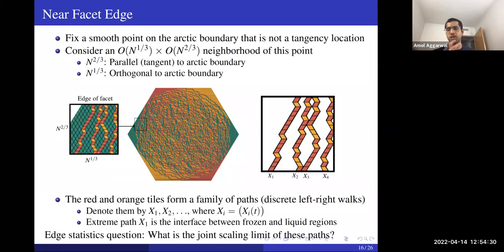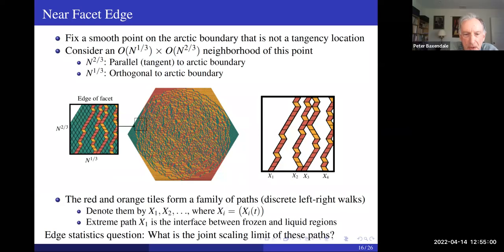And one concrete manifestation of the absence of the KPZ fixed point is that the KPZ fixed point is locally stationary, and the stationary local statistics for the KPZ fixed point are given by Baik–Rains type distributions. But you never see a Baik–Rains distribution in these tiling models. So yeah. Okay.